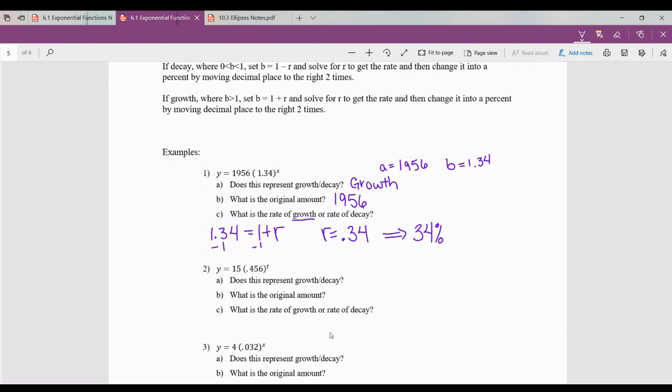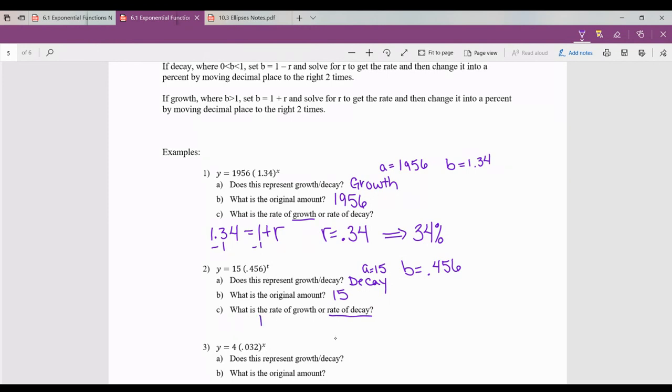Okay, for number two, we've got y equals 15 times 0.456 to the t. So we are going to do A is 15. My b is 0.456. So my b is less than 1. Because it's less than 1, it's decay. What was the original amount? Well, my initial value is 15. What is the rate of growth? So my growth rate is, nope, not growth. It's rate of decay because it's less than 1.